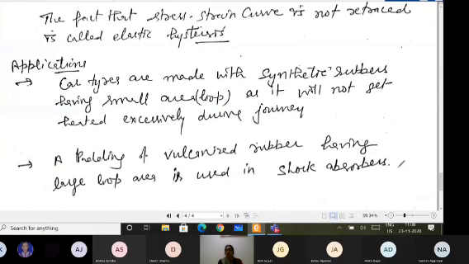So all these things are taken care of, that which material I should be using for making the particular thing which we have to use in our day-to-day life. So keep things up to this.